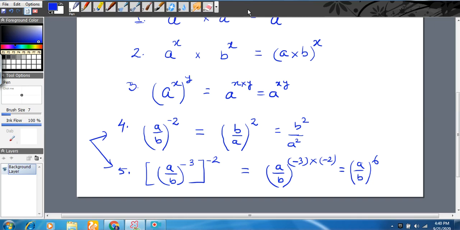And in the next exercise, that is 6.3, the questions are very interesting. Okay, and you will get to know some new concepts. So try to solve the remaining parts.